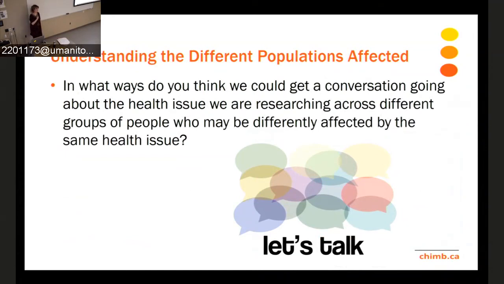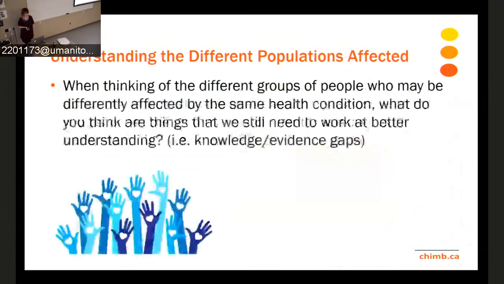So in this way, we're starting to think about maybe using different participatory approaches to have conversations. When thinking of the different groups of people who may be differently affected by the same health issue, what do you think are things that we still need to work at better understanding? What are the knowledge and evidence gaps that we need to address?